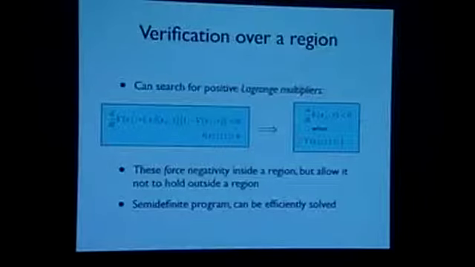region, you're not just checking positivity of the function itself, you're also searching for Lagrange multipliers, which are positive, and then the sum of the function and those Lagrange multipliers being, in this case, negative, because I was looking for a decreasing Lyapunov function. These Lagrange multipliers force negativity inside a region. And once again, you can search for these Lagrange multipliers efficiently.